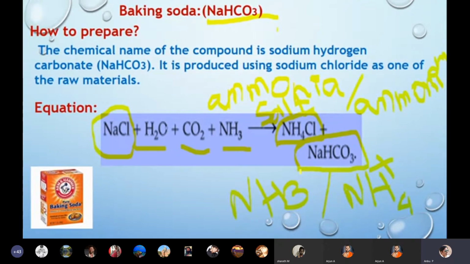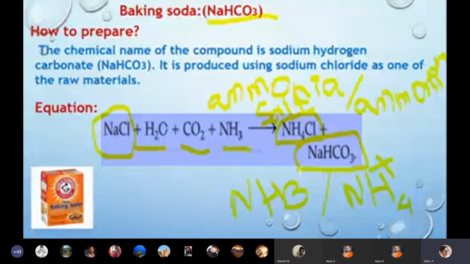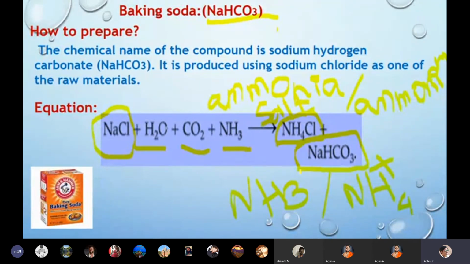I just repeat it. Baking soda is sodium bicarbonate with the formula NaHCO3. It is prepared by adding salt to water, and two different gases are passed through the aqueous solution of salt: carbon dioxide gas and ammonia. When all these reactants react together, they produce a salt, ammonium chloride, and also sodium bicarbonate. Sodium bicarbonate is a salt. This salt is also a basic salt, which is also used as an antacid. Okay, so this is how baking soda is prepared.